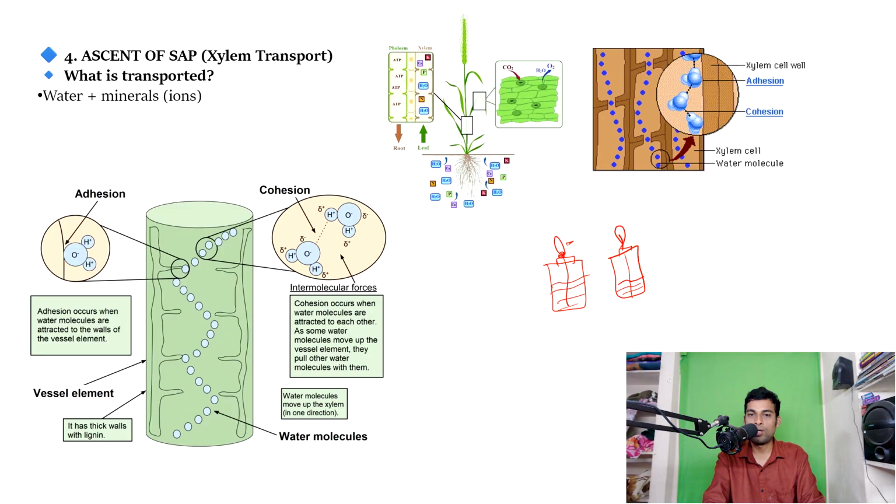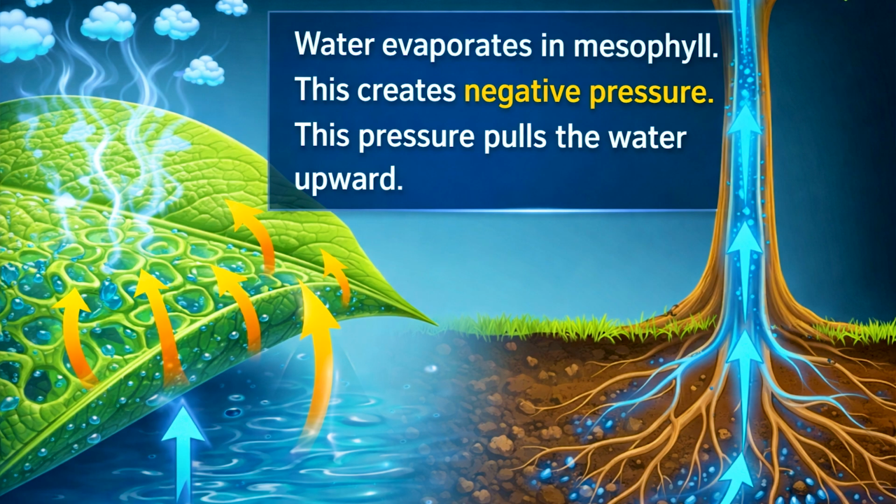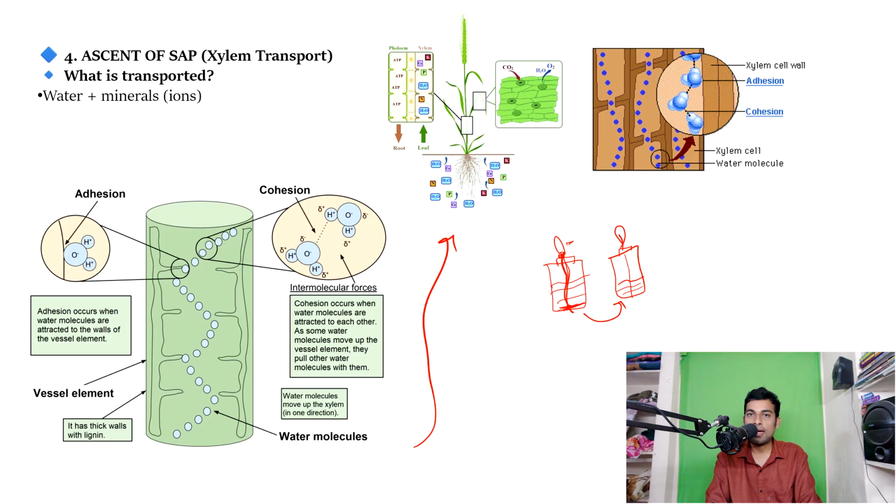So let's see how it works. Water evaporates in the mesophyll. This creates negative pressure. This pressure pulls the water upward. By this action, the entire column will be pulled upward. So it is working like a kerosene lamp. What are the key forces used here?